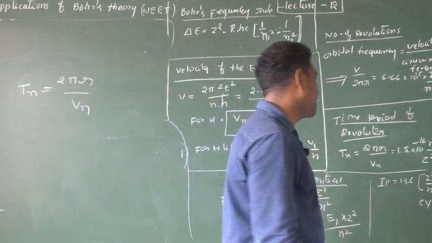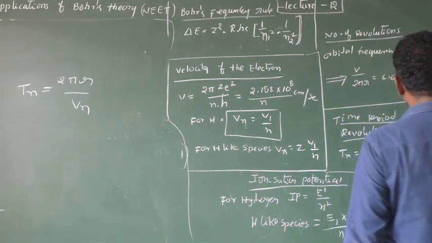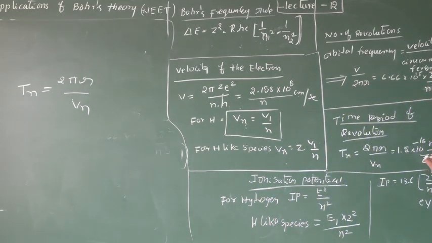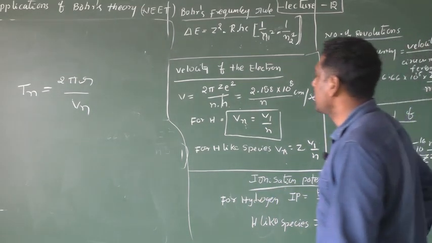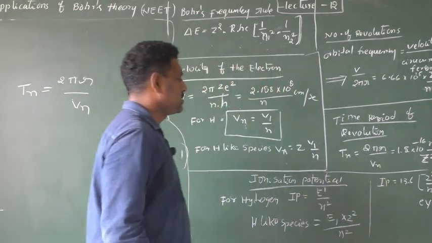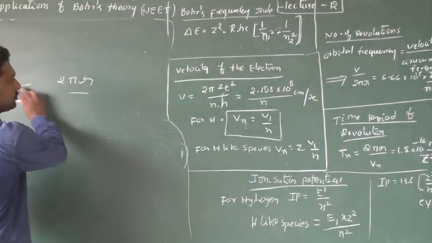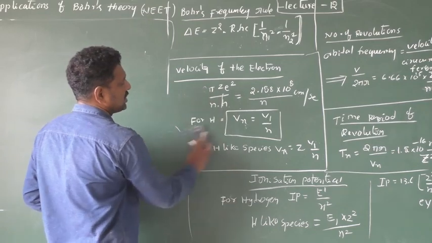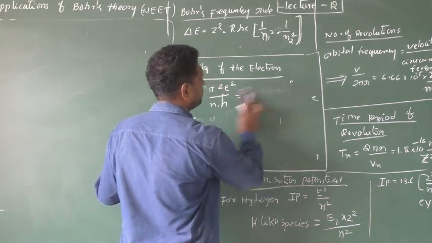One more formula is there: 1.5 into 10 power minus 16 n cube by z square for time period. This is all over.